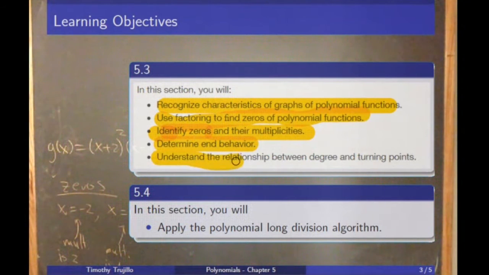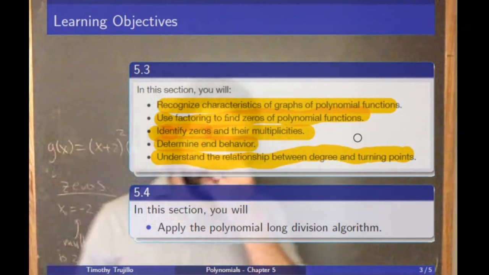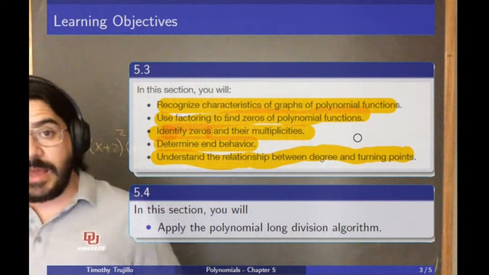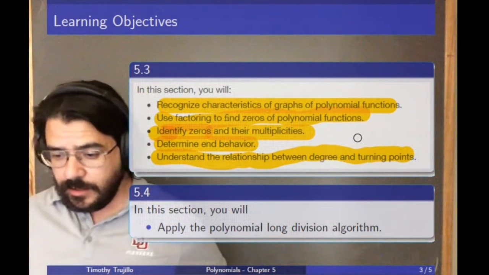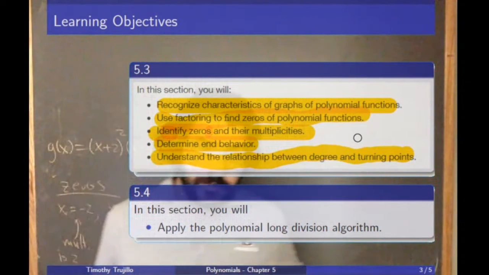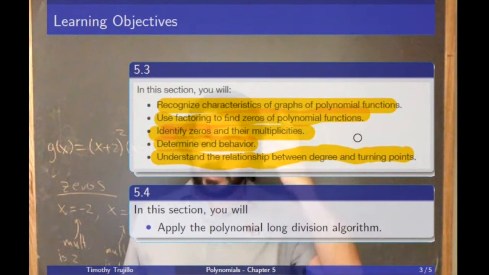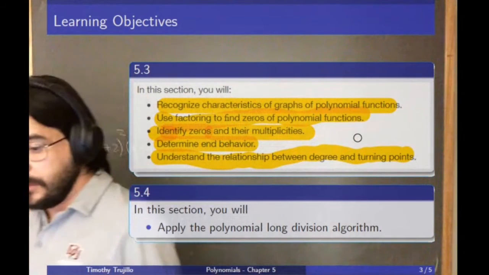We should understand the relationship between the number of what are called turning points and the degree of the polynomial. And what we said is that the number of turning points for a degree n polynomial can be at most n minus 1. Okay? So for example, if you're dealing with a parabola or a quadratic, it is degree 2, and so it can have at most one turning point, right? And that would be right at the vertex.